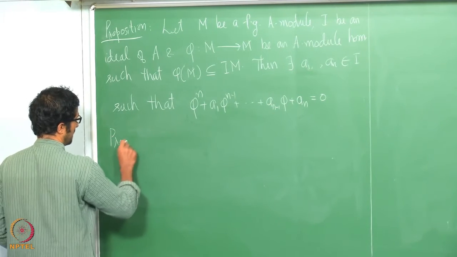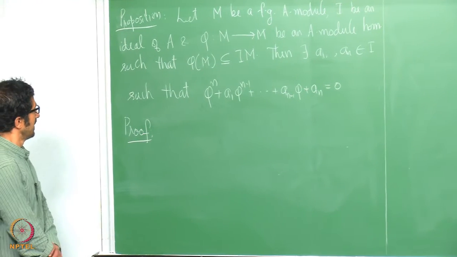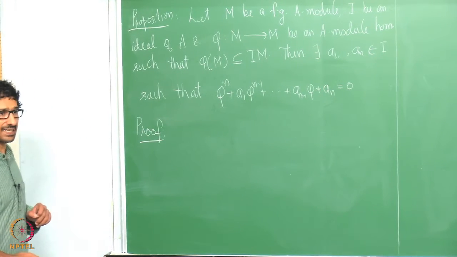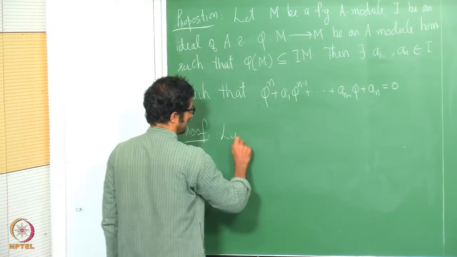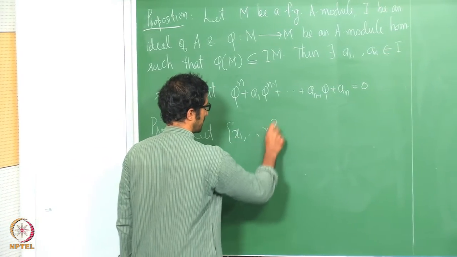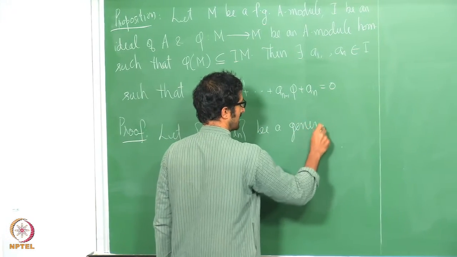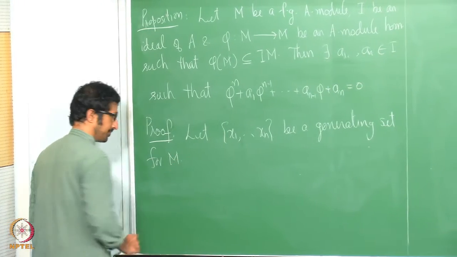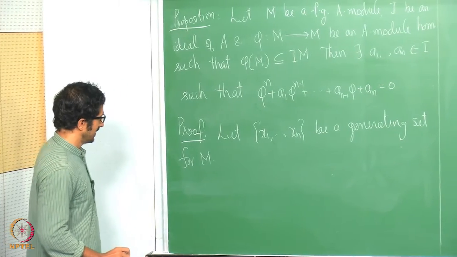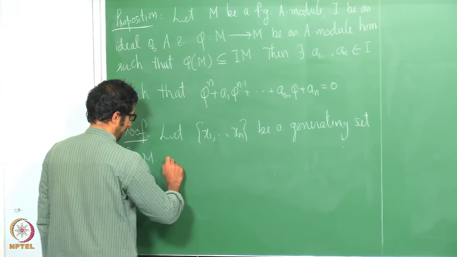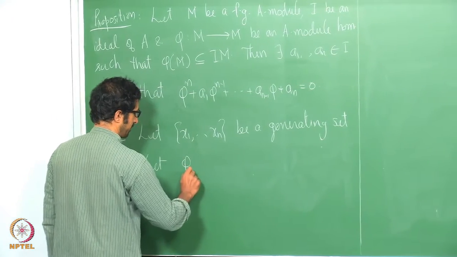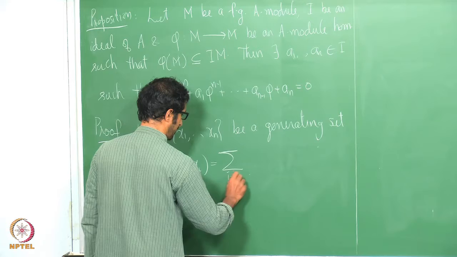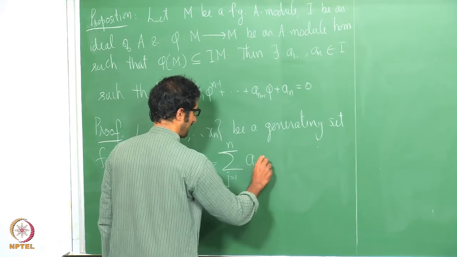Okay, so let us try to prove this. So here phi of M is contained in I M, and M is finitely generated. So let us start with the generating set x_1 up to x_n for M. Therefore I can write phi of x_i equal to summation j from 1 to n of a_ij x_j.